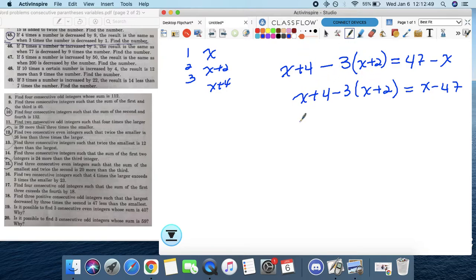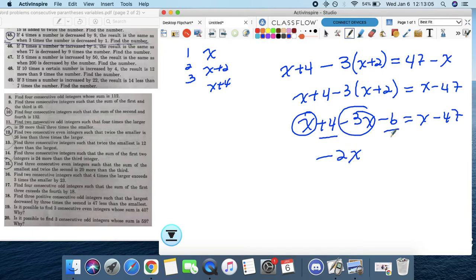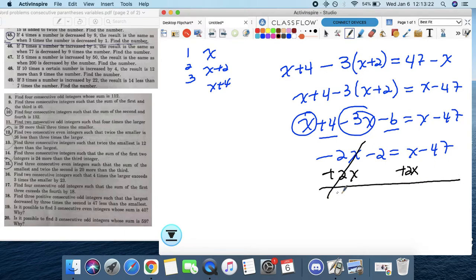Now, from then on, it's just an exercise in your adding and subtracting skills. So, get rid of the parentheses, combine like terms: x and minus 3x is negative 2x, 4 and negative 6 is negative 2, and x minus 47. So let's get rid of the small variable here, which is minus 2x. I'm going to do plus 2x here. You can get rid of the other one if you like, it's the same thing. Well, that goes away. Negative 2 comes down. x plus 2x is 3x minus 47.